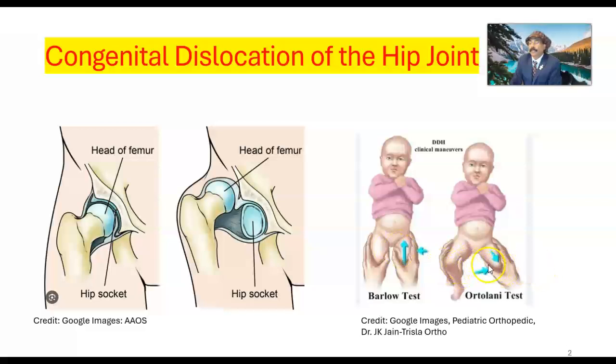Again, the examiner puts the hand on the trochanteric area and pushes the thigh anteriorly. That is the Ortolani test. The dislocated head of the femur should come back to the acetabular socket, and there will be a click sound in both cases, when coming out or going back. So if this is the condition, then there is congenital dislocation of the hip joint. We have two tests: the Barlow test and the Ortolani test.